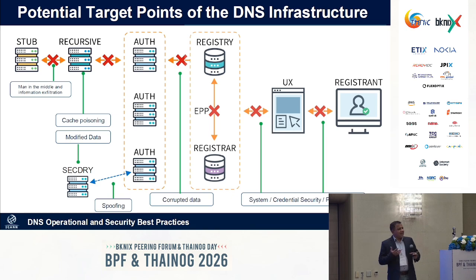Otherwise, these attacks could happen in different components. You can see there are all these red crosses out there. These are places where the DNS infrastructure can get attacked, where you have a lot of risks. But there are also security mechanisms that we can implement to overcome or mitigate those risks as well, right?